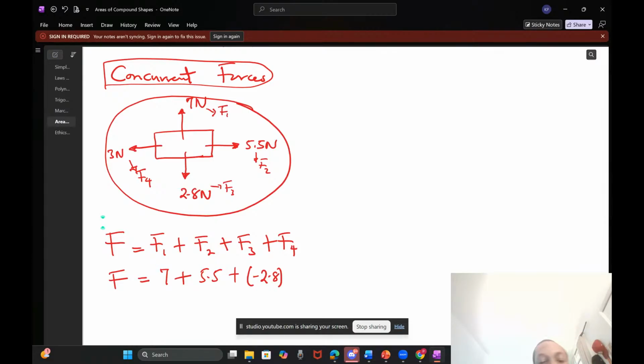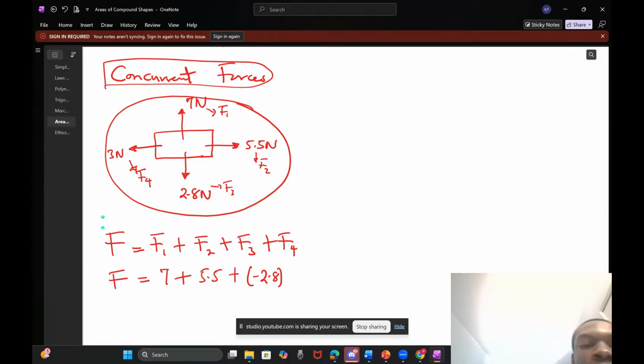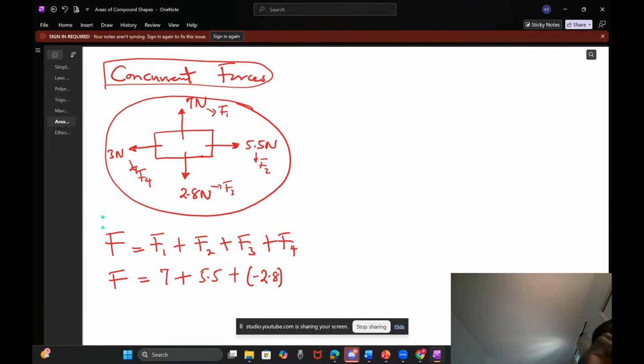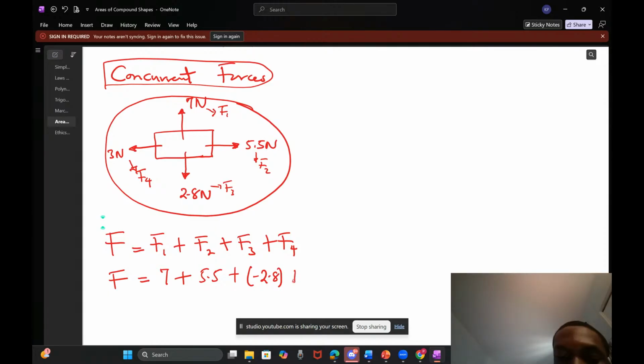Because the way we do it is that we use the y-axis and x-axis. Anything facing up is positive y-axis. Anything facing down is negative y-axis. Anything facing left is negative x-axis. Anything facing right is positive x-axis. So we use that sign to make sure we are doing the right thing. And then F4 is facing negative x-axis, so that would be -3.